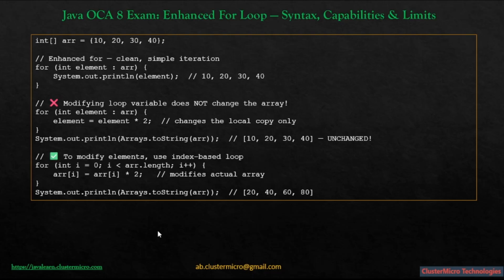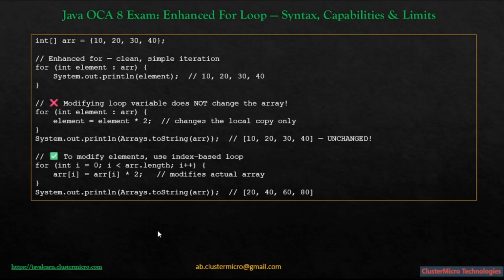A key limitation of the enhanced for loop is that you cannot modify the array elements through the loop variable. Each time the loop runs, Java assigns the array value to the loop variable as a copy. So if you change the loop variable, for example element = element * 2, you are only modifying the local copy, not the actual value stored in the array. As a result, the original array remains unchanged. Exam questions often show an enhanced for loop where the loop variable is modified and then ask what the array contained afterward. The correct answer is that the array values remain the same, not changed.